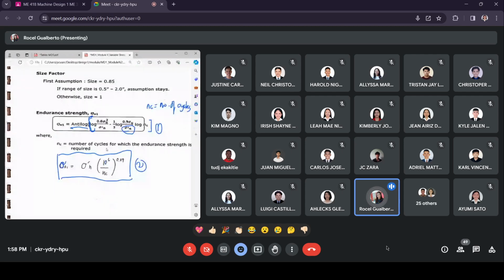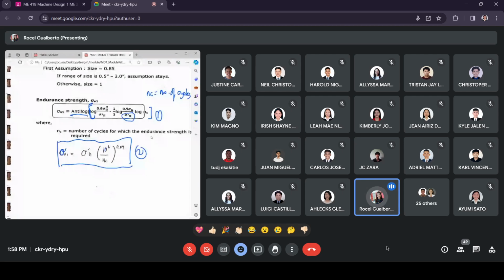The question is, which of these two equations, 1 or 2, will be used? Are we free to choose which of the two equations we will use? When given a choice, you would choose number 2, because it is less complicated than the other one and easier to use compared to the first equation. So which among these two will be used to obtain the value of sigma n1?